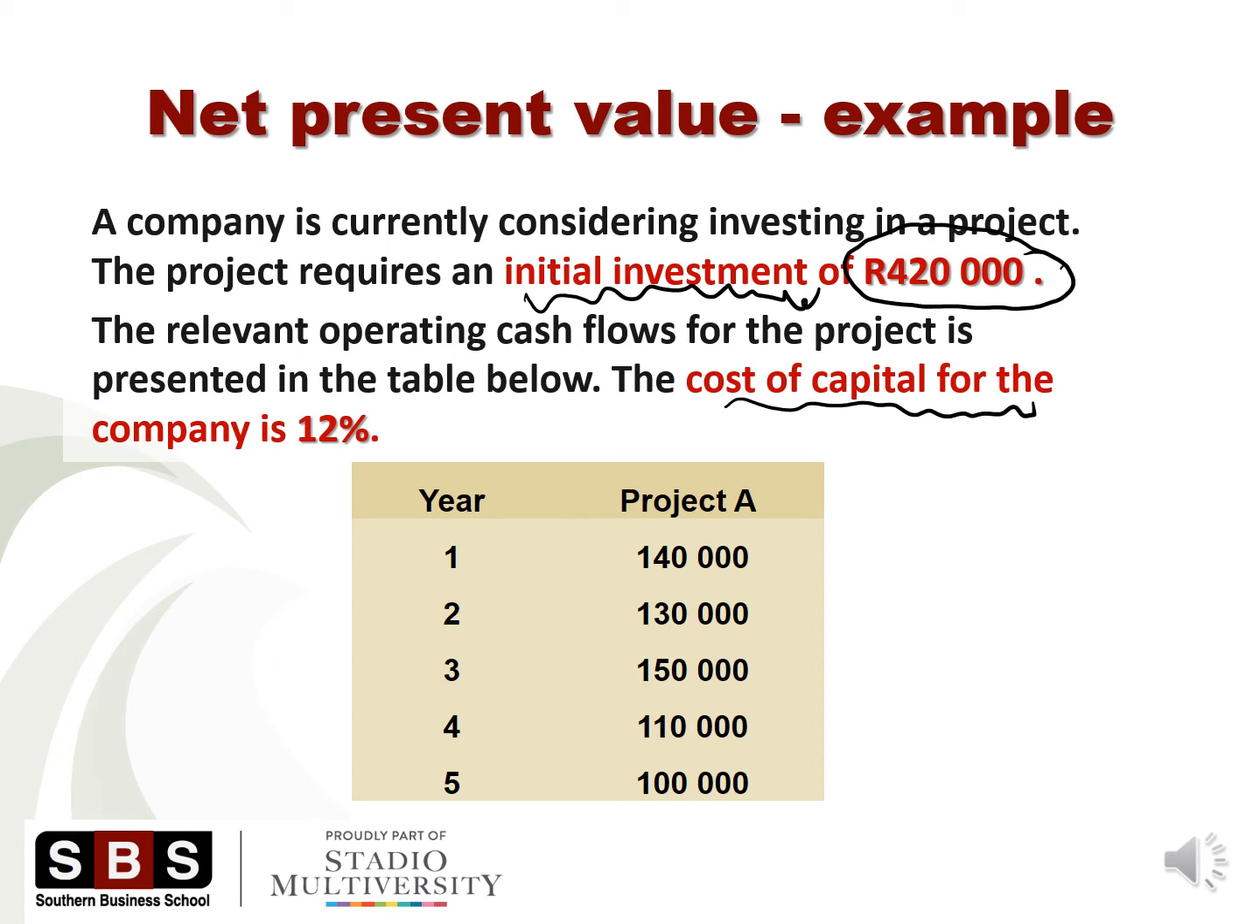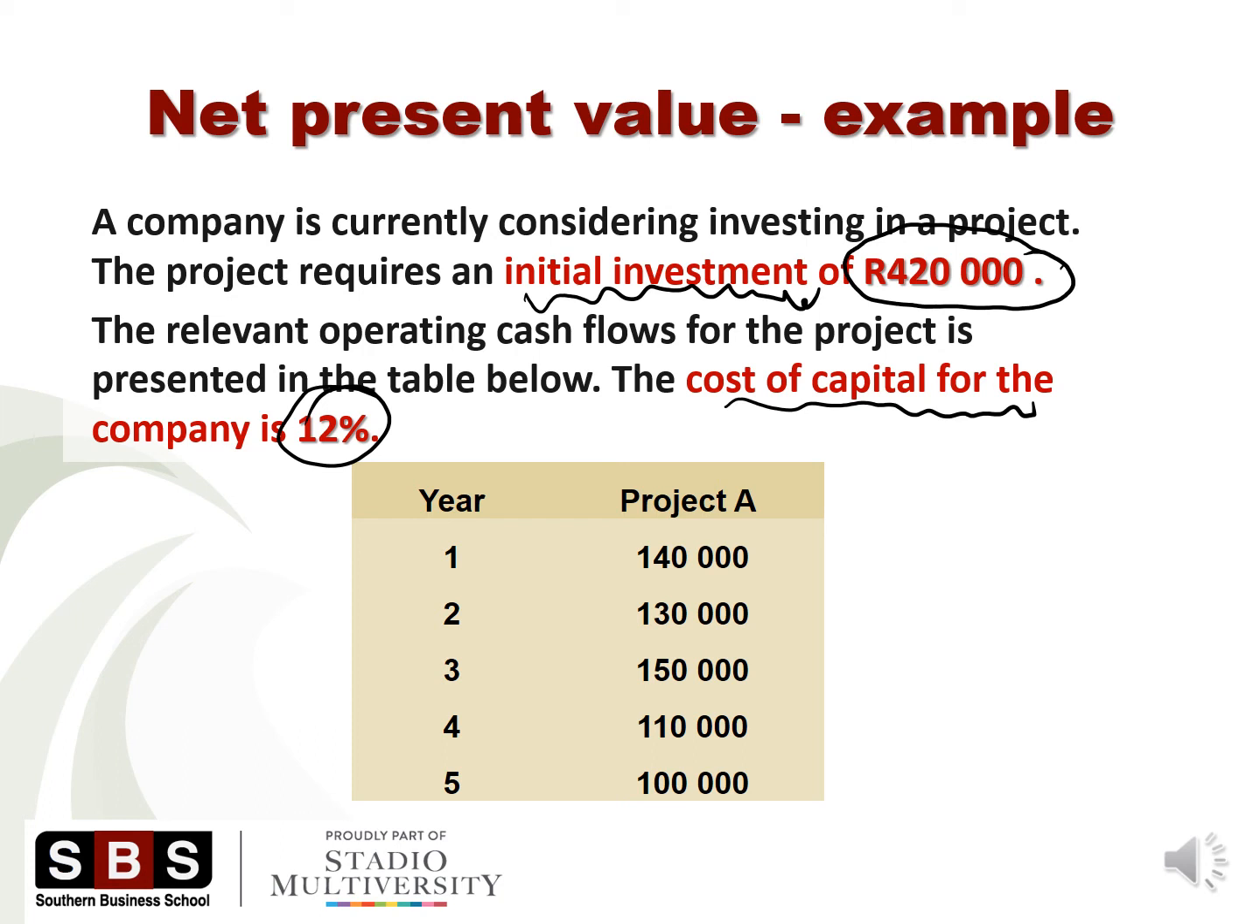Now, as I've mentioned in a previous slide, in some instances the textbook talks about the discount rate, or it can also say the expected return. So when you deal with net present value calculations, cost of capital, discount rate, or expected return means the same thing, and it is a percentage value.